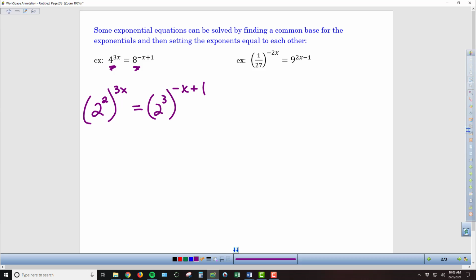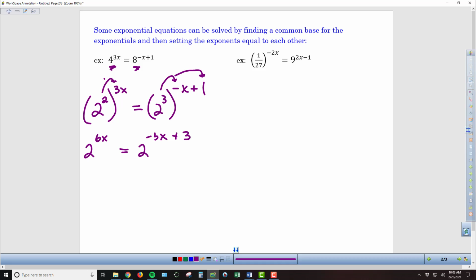And so then we can take advantage of our rules of exponents that says when we're raising a power to a power, we're going to multiply those exponents. So on the left-hand side, I'm going to end up with 2, and then 2 times 3x is going to be 6x. And then on the other side, I'm going to end up having to do a little distributing when I multiply the two exponents together. So I'm going to end up with 2 to the 3 times negative x is negative 3x, and then 3 times 1 is 3.